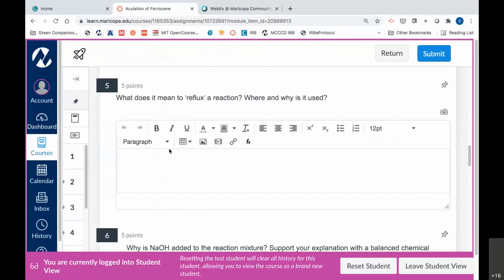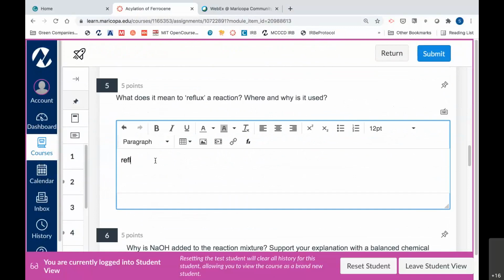So what does it mean to reflux a reaction, where and why it's used? So if you simply place the round bottom flask on a hot plate, it's cooking and cooking. You can adjust the temperature, but it's very hard to boil something at a constant temperature. So reflux is a condition where the reaction is carried out at a constant temperature.